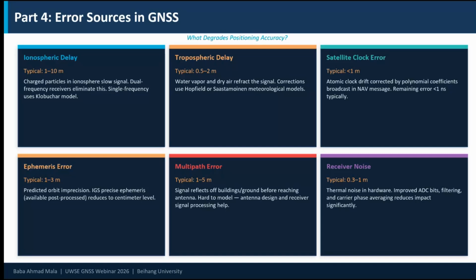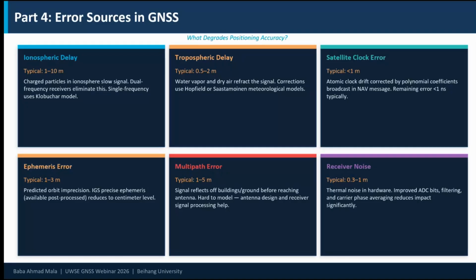Tropospheric delay, its error is less. It's between 0.5 to 2 meters. It is caused by water vapor and dry air refracting these signals. So in GNSS reflectometry, the signals that hit the water are some of the tropospheric errors.